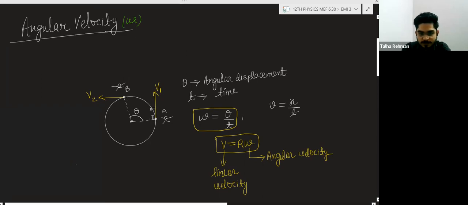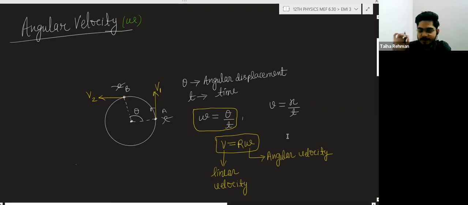Okay, so this person is moving on a circular path. From A to B, this person covers the angular displacement theta in time interval t. So angular velocity is given by the angular displacement divided by time.